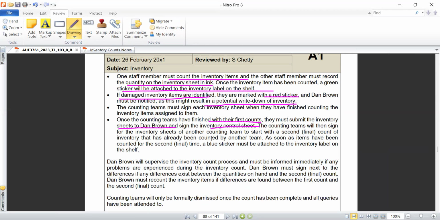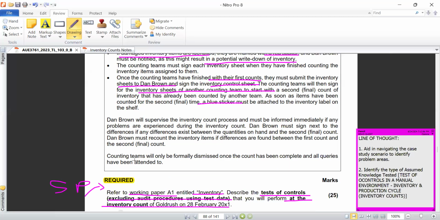The counting teams will then sign for the inventory sheets of another counting team to start with a second final count of the inventory that has already been counted by another team. As soon as items, this is like duplication of efforts anyway. Now, as soon as items have been counted for the second time, the second final time, a blue sticker must be attached to the inventory label on the shelf.